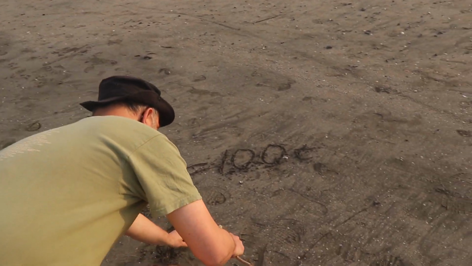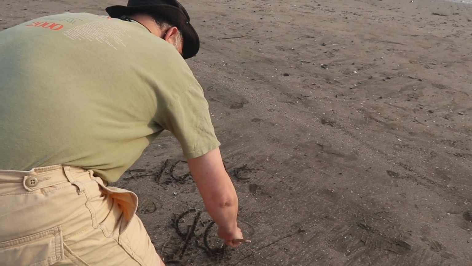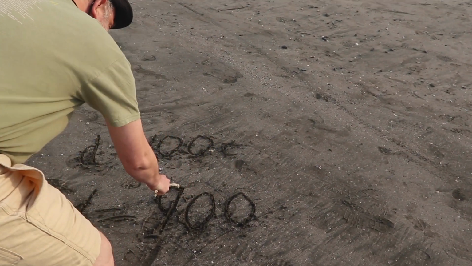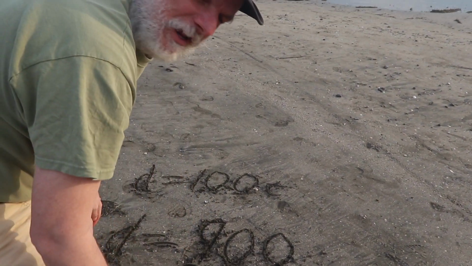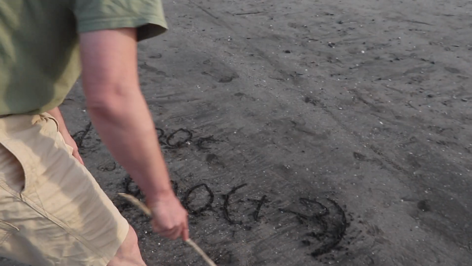d equals 900 times t minus 3. That's our equation for the airplane. Well, when would you cover the same distance with the two?